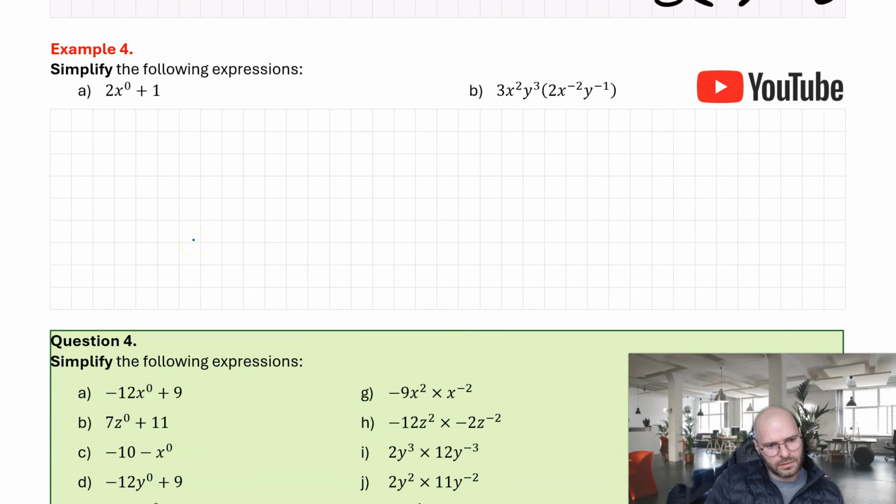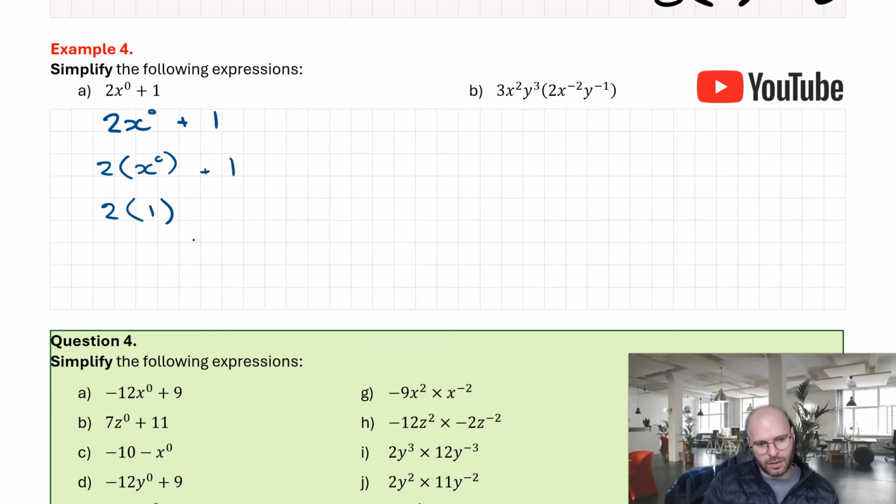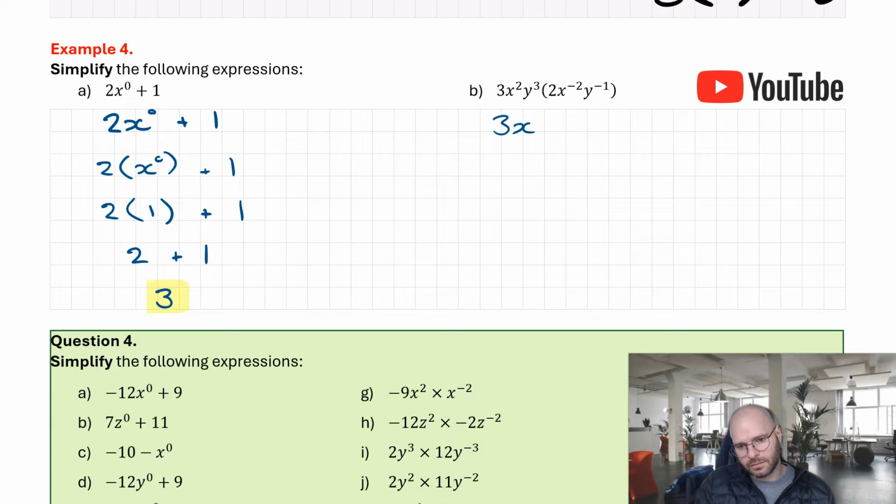Okay, let's have a look at how we can use this to simplify these guys over here. Suppose we have 2x to the 0 plus 1. Remember, anything to the power of 0 is just 1. So we're going to get 2 in brackets x to the power of 0, plus 1. And then that 2x to the power of 0 is just going to become 1. 2 by 1 is just 2. 2 plus 1 is 3. So something that looks like we can't do anything about, the 2x to the 0, is actually just something simple, 3.